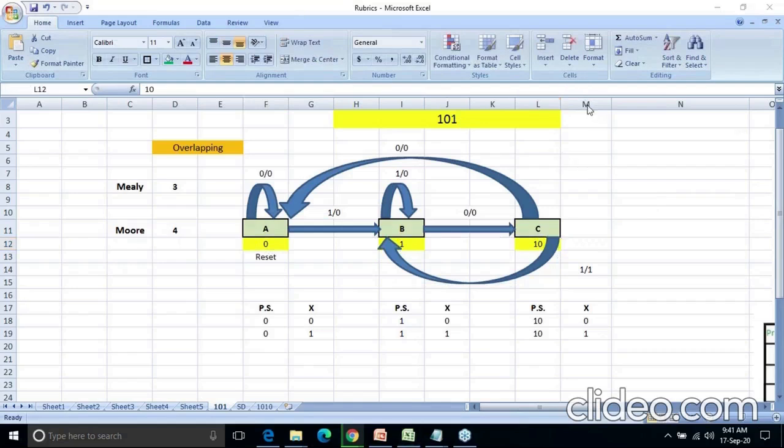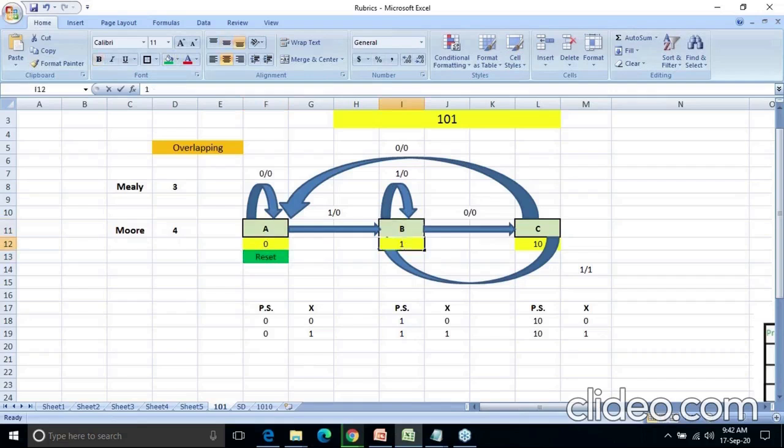Yes, do it parallel with me, otherwise it will be difficult. First state will always be 0, which is called the reset state. You need to write it properly and provide proper space, otherwise this naming or notation will be merging with each other. So proper spacing should be given. So first is the reset state. I have given this for your understanding, this is the reset state.